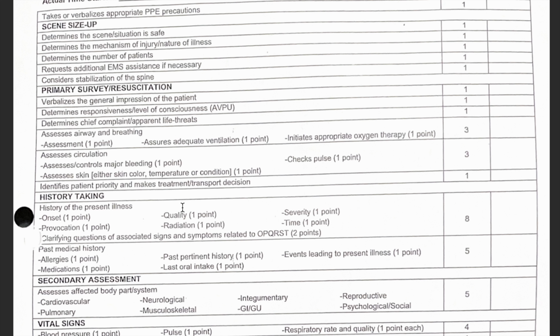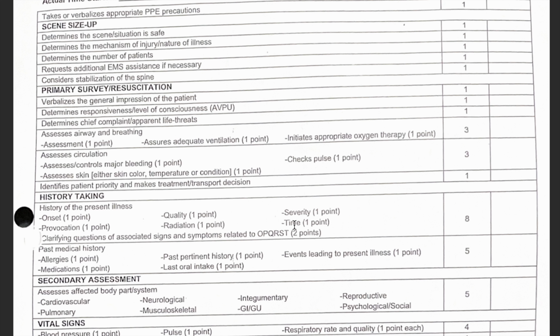That's going to be some descriptors for your quality. And then you want to ask about radiation. Does your chest pain radiate anywhere else to your body? Does it radiate to your back? Do you have pain in your stomach with that chest pain? Your severity is just going to be on a scale from 1 to 10, 10 being the worst pain you've ever felt in your life. What would you rate your current pain level at?